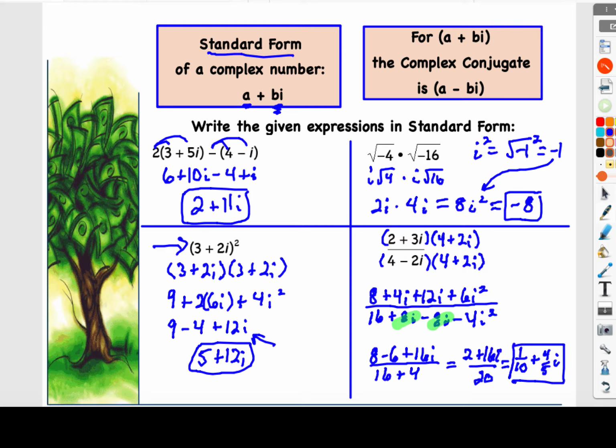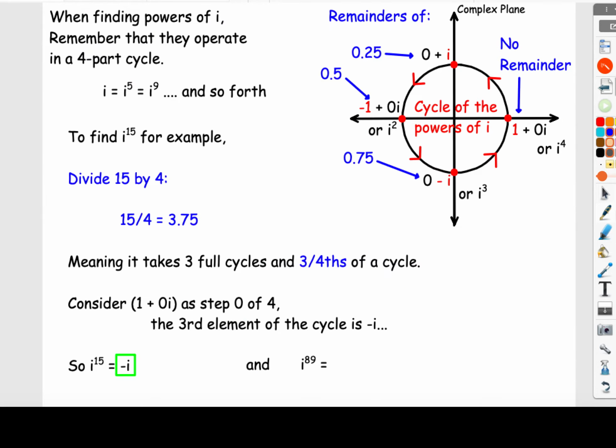So those are the main ideas of what we can do with complex numbers. I'm going to make this video a little bit longer, just talking a little bit about the powers of i. So if you want to bear with it, feel free to keep on watching. Otherwise, good luck with your homework. Again, I'm going to talk a little bit, though, about the powers of i.